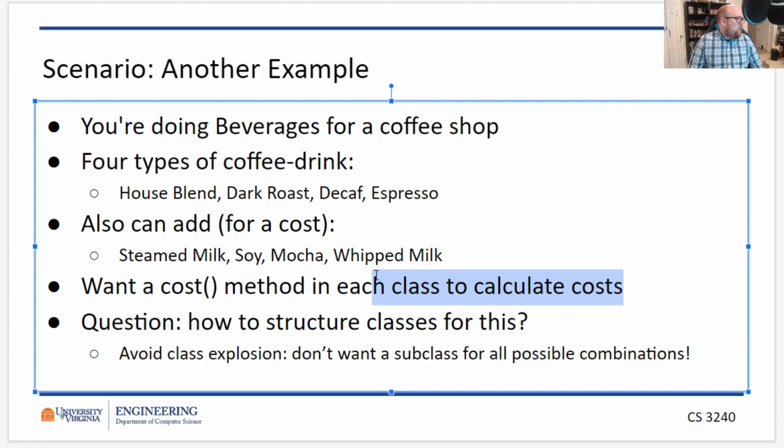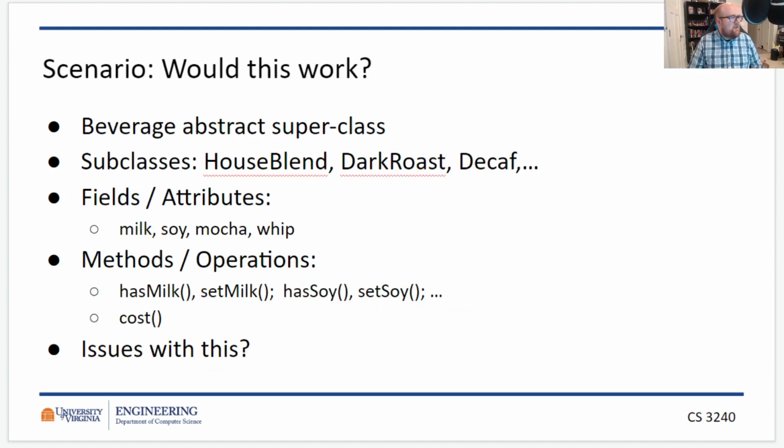And we want to avoid class explosions. So we don't want something like house blend, and then house blend with whipped milk extends house blend, and house blend with steamed milk. Especially if we could maybe mix, say, soy and whipped milk, or mocha and whipped milk, or maybe add a shot of espresso and whipped milk to a house blend. Any number of combinations. We want to be able to dynamically combine a bunch of different things.